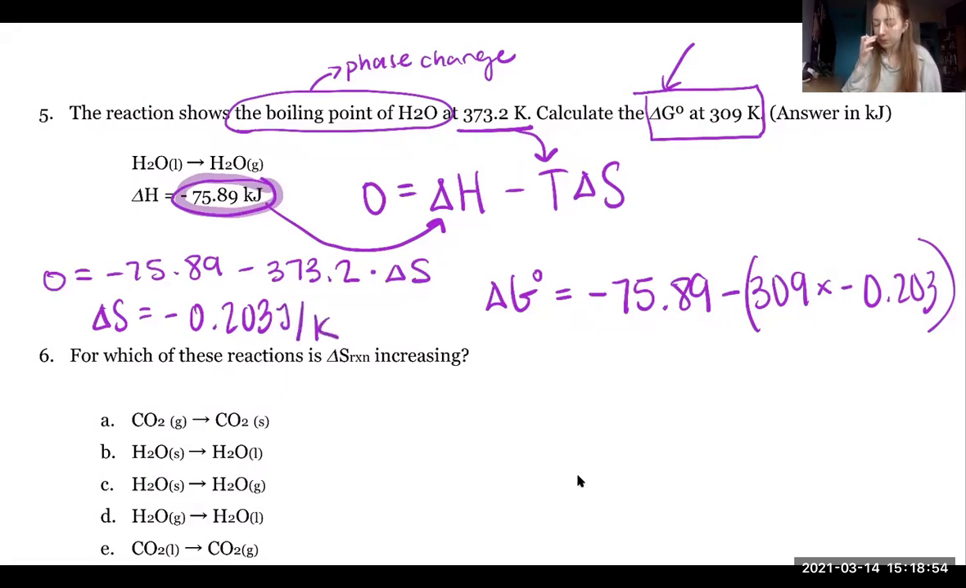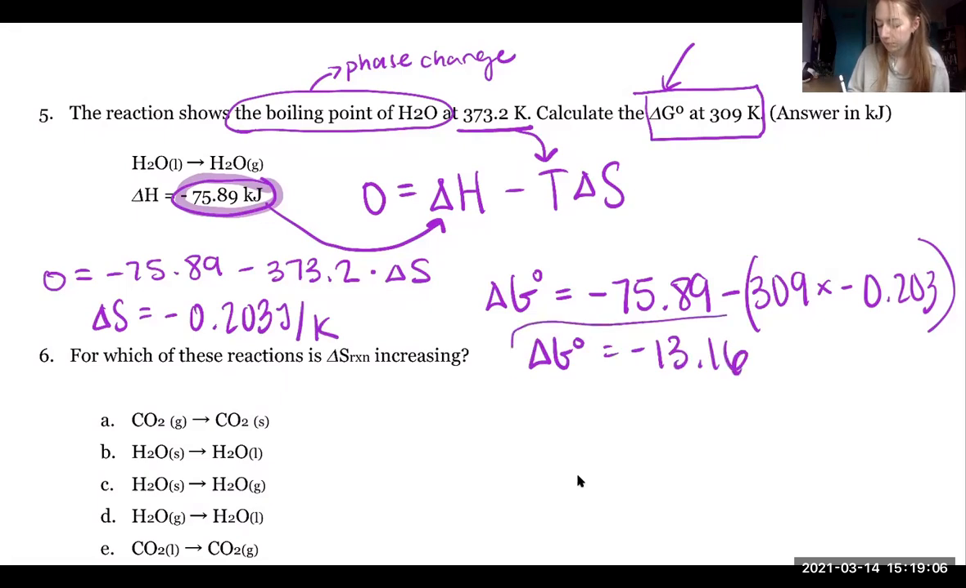Okay, and so what you should get ultimately for delta G is negative 13.616. So the entropy remains constant. Yes, the entropy and the enthalpy remain constant. The only thing that changes is the temperature. Could you say the answer for number 4 again?